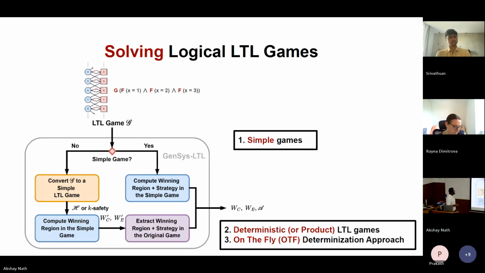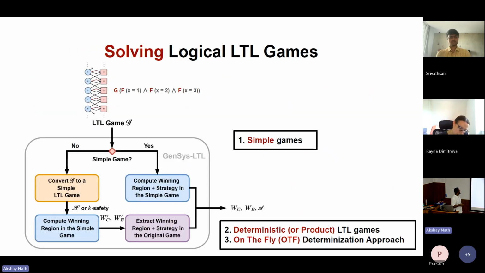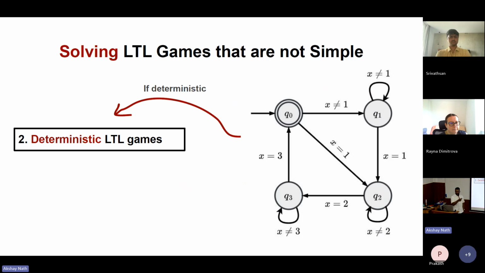So in the case that the games are not simple, we have 2 approaches. I won't get into them in detail, but the key idea is that if you have, for example, this property here, which is not really a simple game, the first thing you do is convert it into a Büchi automaton, which is a finite automaton which accepts infinite length words. But I won't get into details of this. You can go back to the paper.